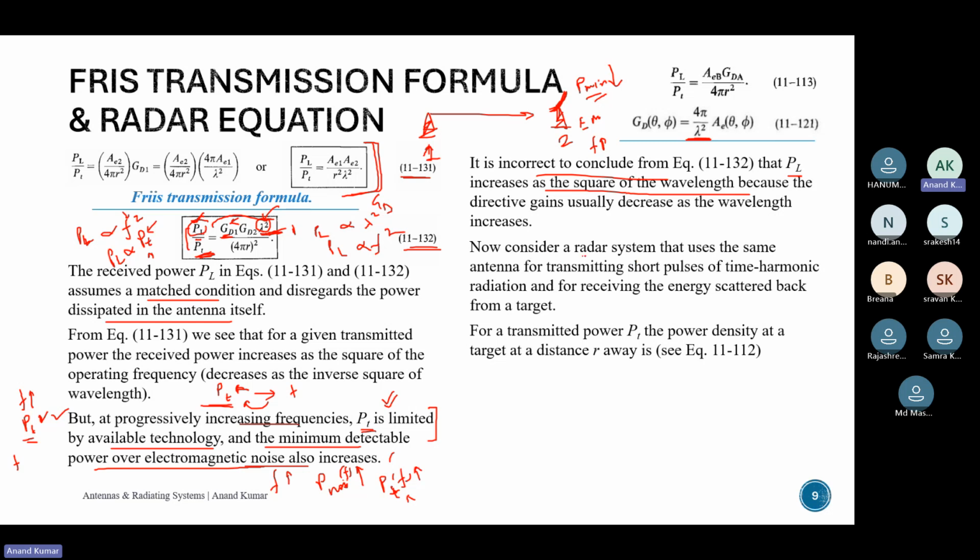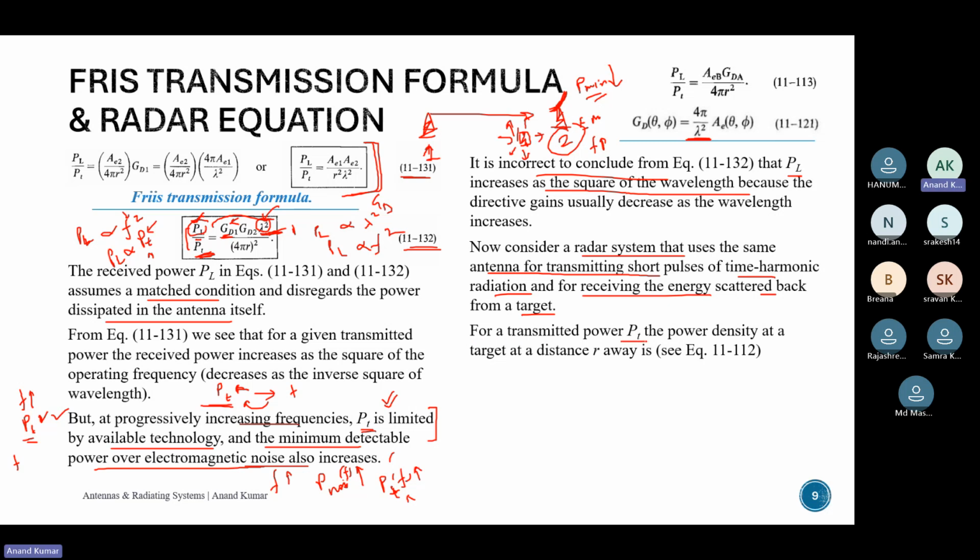Now we can consider a radar system that uses the same antenna for transmitting short pulses of time harmonic radiation and for receiving the energy scattered from the target. So now, going back to the previous problem, instead of the second antenna, we have a scattering object. There is an object which, when it receives a wave, scatters it in different directions isotropically, or it may not be isotropic.